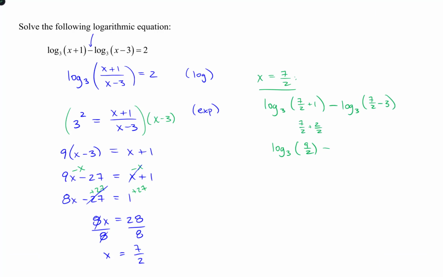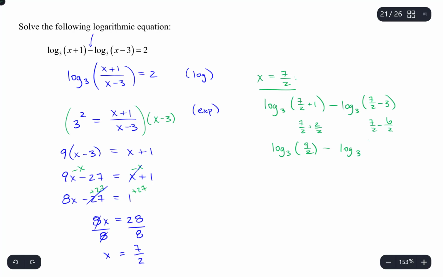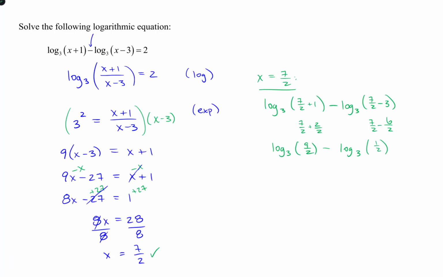We might need to do a little bit more work here in the second one, changing the 3 into something with a denominator of 2. 3 is equivalent to 6 halves. So this would be log base 3 of 7 minus 6 is 1, so that results with 1 half. And it doesn't matter when we subtract these two values if it's positive or negative, it's only if the arguments are positive or negative. Since they're both positive, that is a valid solution to our equation.